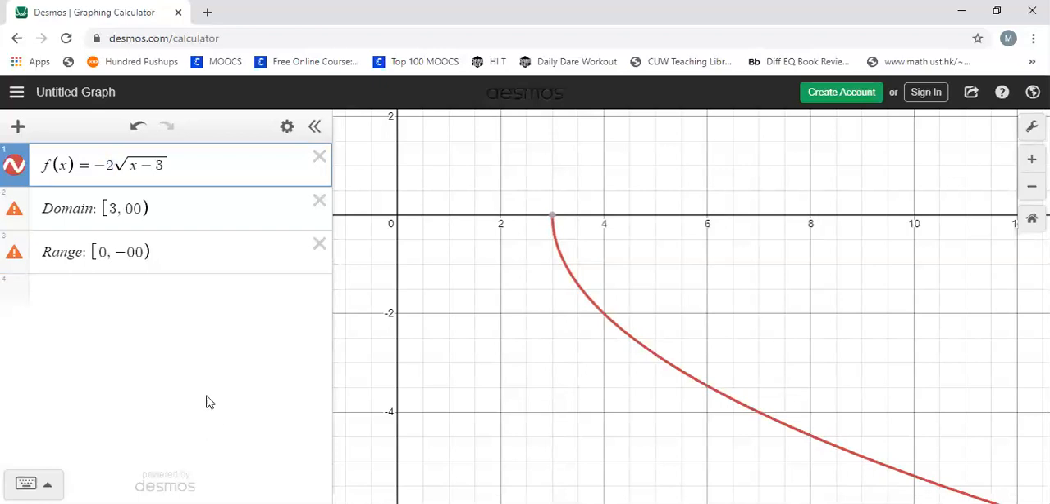Okay, good. Let's look at a different function. I'm going to leave my domain and range written just so I don't have to rewrite it all every time.